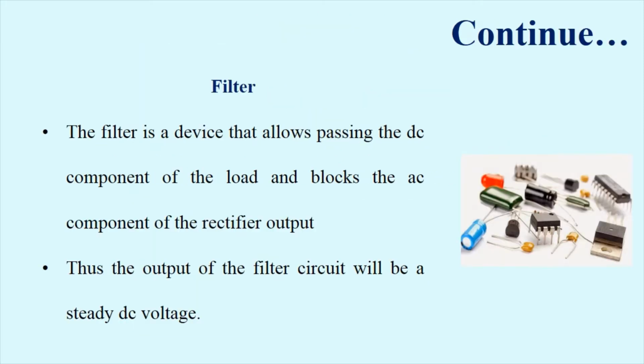So for making the output of rectifier more smooth, we will need a filter. Filter is a device that allows passing the DC component to the load and blocks the AC component of the rectifier output. The output of a filter circuit will be a steady DC voltage.